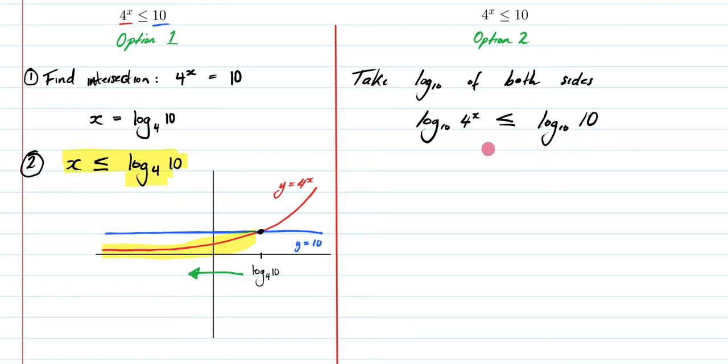All right. Now I know, according to my third log law, that I can bring this x to the front. So it's going to be x log base 10 of 4 is less than log base 10 of 10. Well, when my base and argument are the same, I know my answer is just going to be 1. Because this is saying 10 raised to what power is going to be 10? Obviously, the answer is going to be 1.